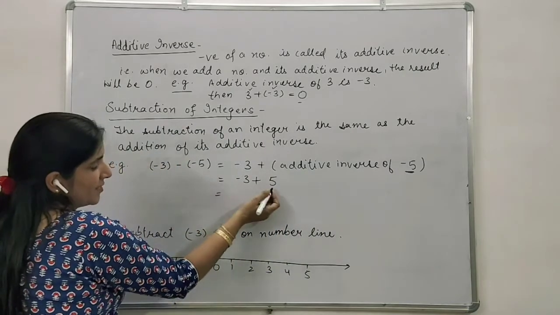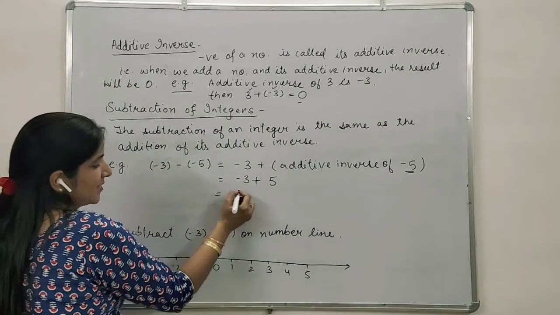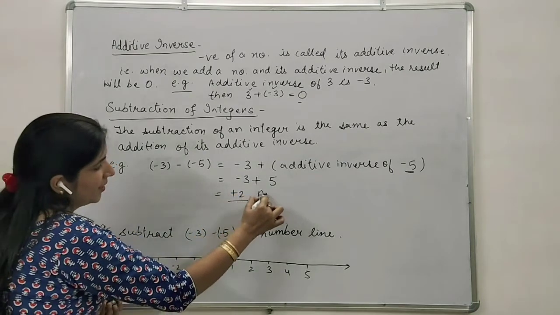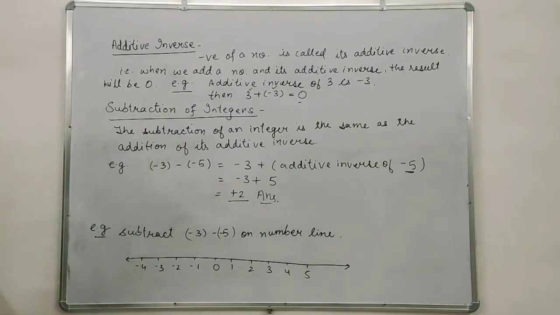So it is easy for us, as we have already learned. They have different signs and we can put here plus 2. So this is the answer. We can learn subtraction in this manner.